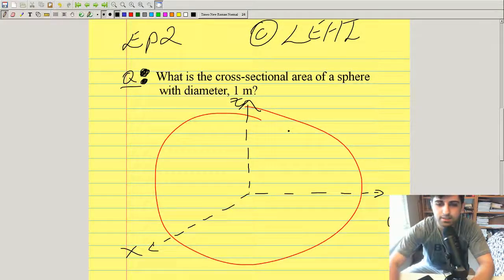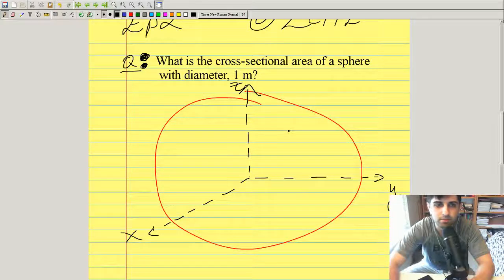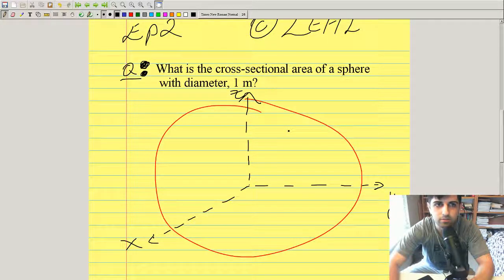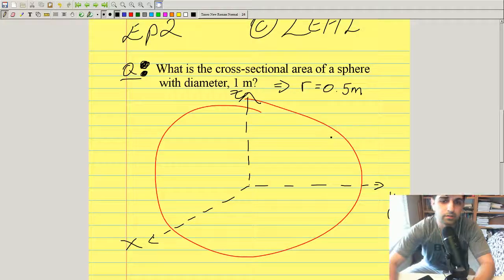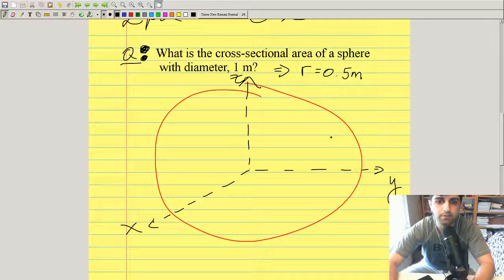So, I got a question from someone on Instagram, so I figured I would answer it before continuing on to the actual material. The question was, what is the cross-sectional area of a sphere with a diameter of 1 meter? Well, first of all, if you've got a sphere with a diameter of 1, that means the radius is going to be 0.5 meters. So keep that in mind. The radius numerically is going to be 0.5 if we're considering units of meters.